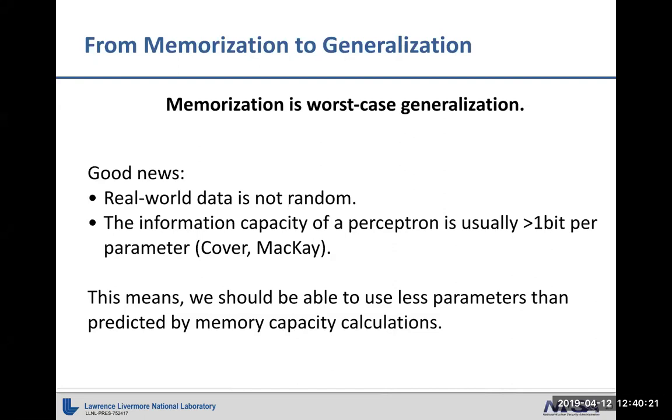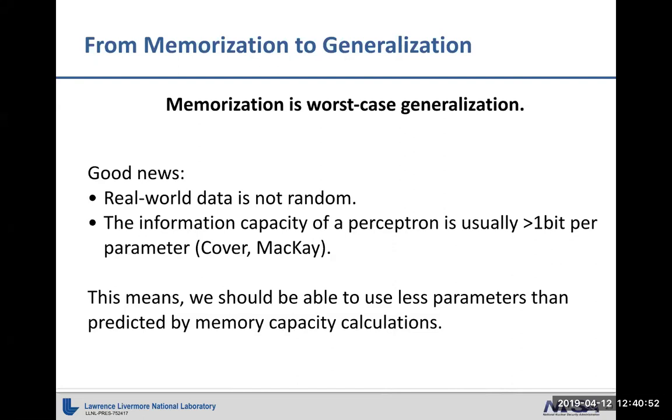So now, here's the thing, the good news is real world data is not random, right? That's the whole point. We train with random points. Nothing is ever random, okay? And that means that our information capacity is actually a little bit bigger than 1 bit per parameter, not only from Cover and MacKay, but also in general. That means we should be able to use fewer parameters than predicted by the memory capacity calculations. If you use more, you're really just wasting time, okay?